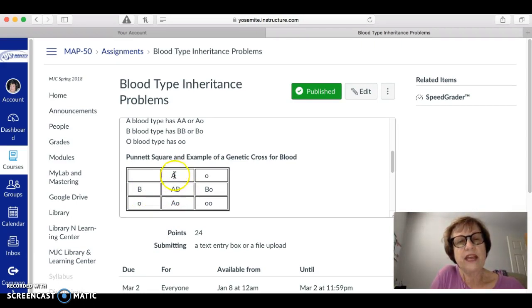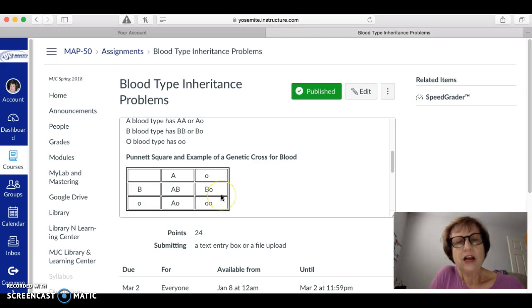So this square would have A, B. So AB genes would give you type AB blood. If you do this square, you take the O from the top, the B from the side, and you'd get BO, which would give you type B blood. Over here, you have A from the top, O from the side. AO gives you A blood. And then O at the top, O at the side gives you two O's, or type O blood. So that would be an example of doing a Punnett square for your problems.